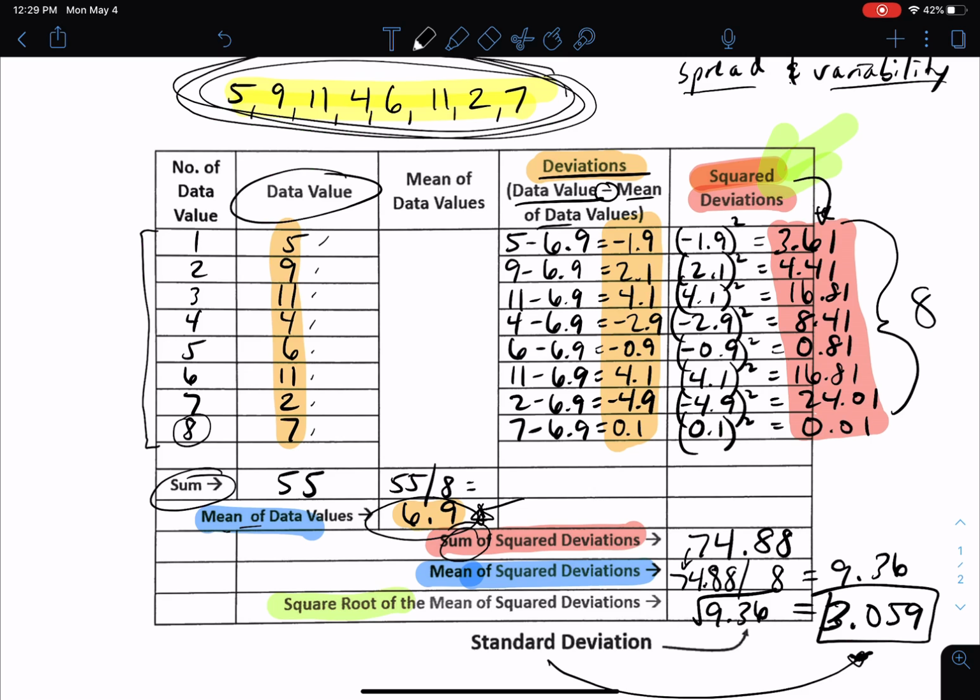Because all of these numbers are not 7. One of them is 7, right? One of them is close to 6.9. The rest of them are not far away, but they're not 6.9. So on average, they vary by about 3. So they can go up 3 or down 3. So most of the numbers are within 3 of the mean here. That's what it means. That's what standard deviation is.